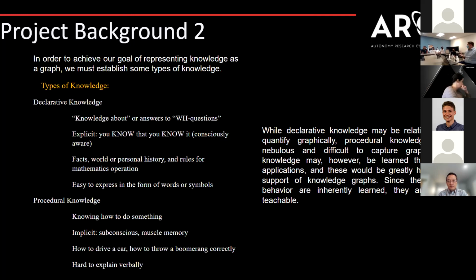Procedural knowledge is slightly different. This is something that you know how to do. These are implicit, subconscious muscle memories. When you're driving a car, you're not necessarily thinking about everything you're doing. Some of that is implicit. So how to drive a car, how to throw a boomerang correctly, how to throw a ball. These involve muscle memory, and they're hard to explain verbally.